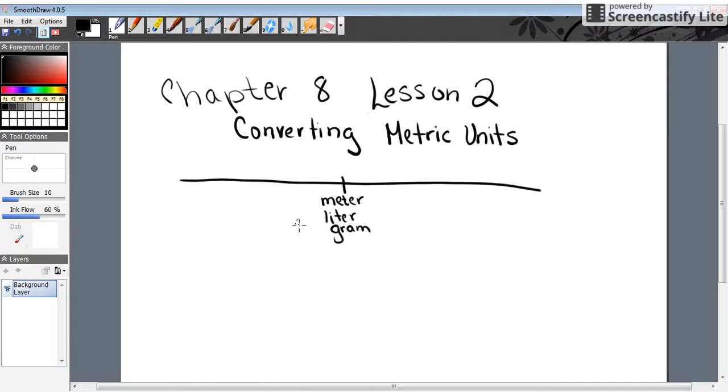All right, guys, today we are going to be covering converting metric units. This is going over our Chapter 8, Lesson 2. We are going to be introducing the metric system today.